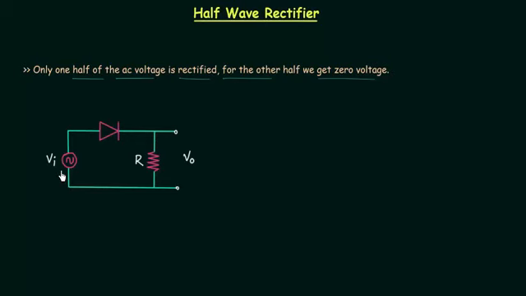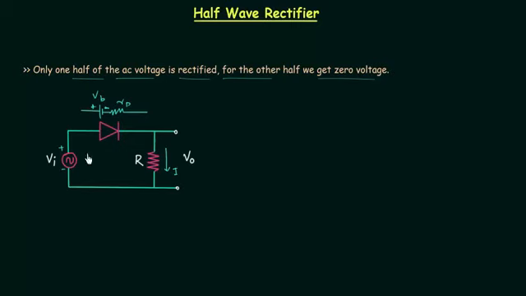In case of positive half cycle, this will be the polarity of input voltage Vi, and diode will be forward biased because P side is connected to the positive terminal and N side is connected to the negative terminal. I will replace the diode with its equivalent model. I am considering piecewise linear model, and in case of piecewise linear model, we replace the diode with barrier potential and the diode resistance Rd. This is the polarity of barrier potential, and let's say current through the resistance R is equal to I.